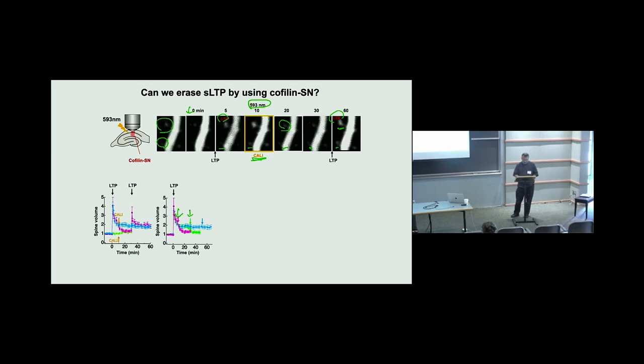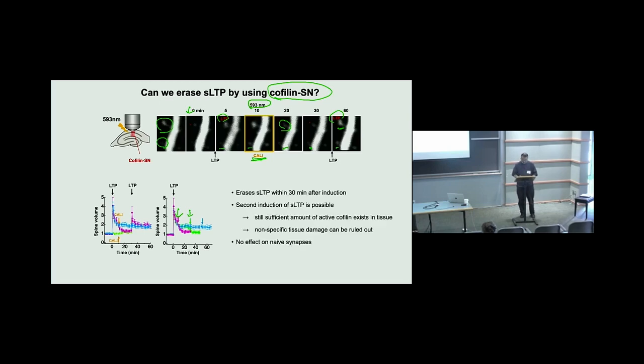This indicates that this effect of supernova has a kind of time window. We can erase LTP within 30 minutes, but not beyond. So in a sense, this has a time window to erase LTP. And we also can induce a second LTP. It indicates that there's no specific damage to the structure, and there's no effect on naive synapses. So we can specifically erase LTP which occurred within 30 minutes. So by using this method, we can reverse LTP in a sense.